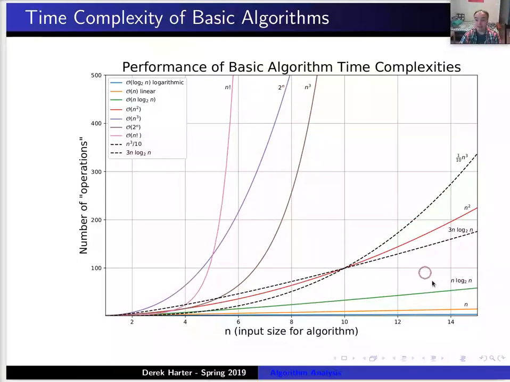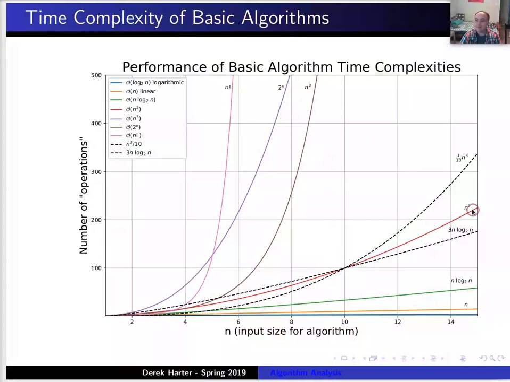All right, so the first thing is, our input size only goes up to 15 here. So this is going to be the number of operations for each of these for an input size of 15. For n cubed and our exponential and the factorial, it's so big that I just cut it off. So these take many more operations than 500, and I'll show that in a second. These grow much faster.